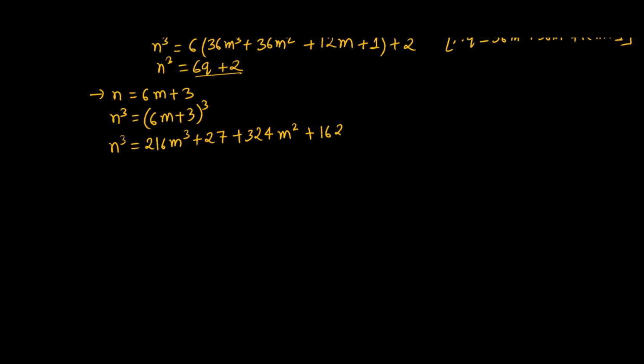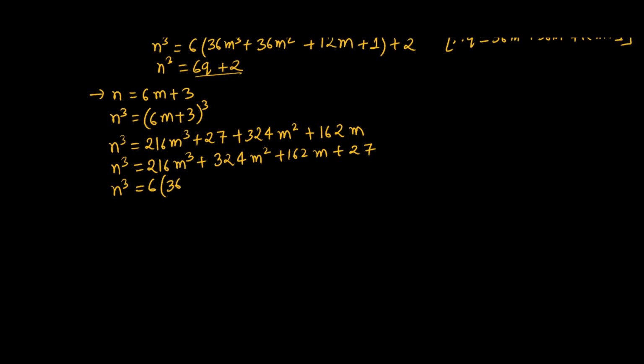162 m. So from here we will take exponential form. So 216 m cube plus 324 m square plus 162 m plus 27. So we will take 6 common.